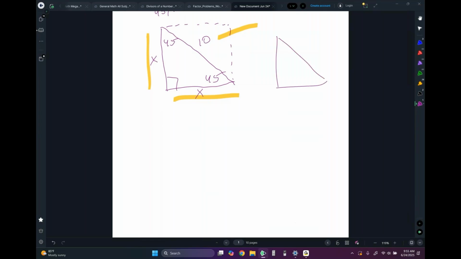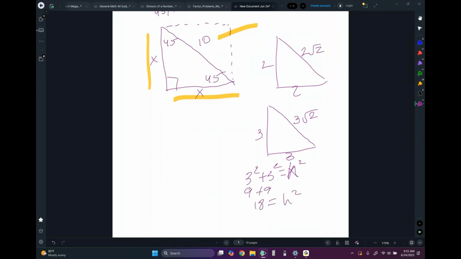Do you remember we were doing this? When this was 2 and 2, this was 2 root 2. When it was 3 and 3, it was 3 root 2, because you get 3 squared plus 3 squared equals x squared, or I'll call it h for hypotenuse squared. So that's 9 plus 9, that's 18, equals h squared. Square root it, you get 2 times 3 times 3. So the 3's come out. So 3 root 2. You get it?